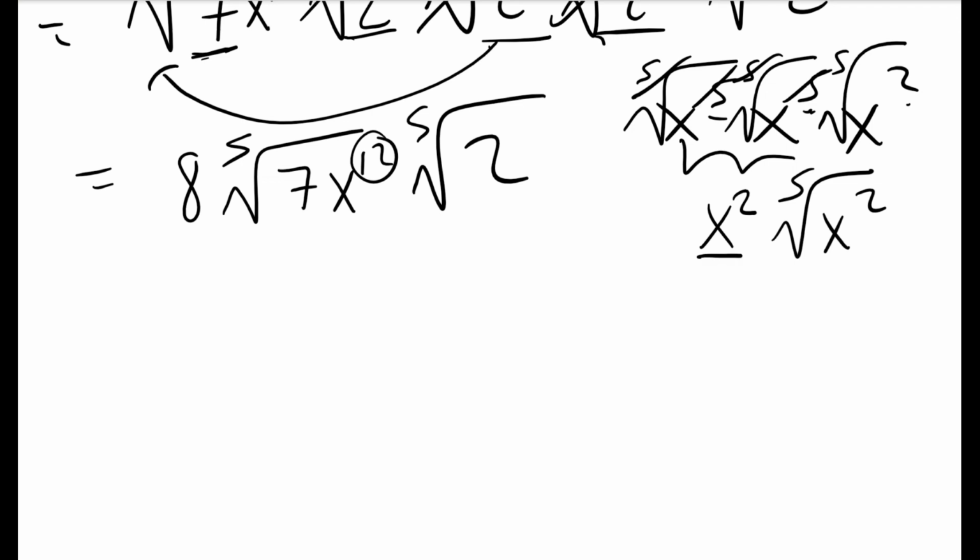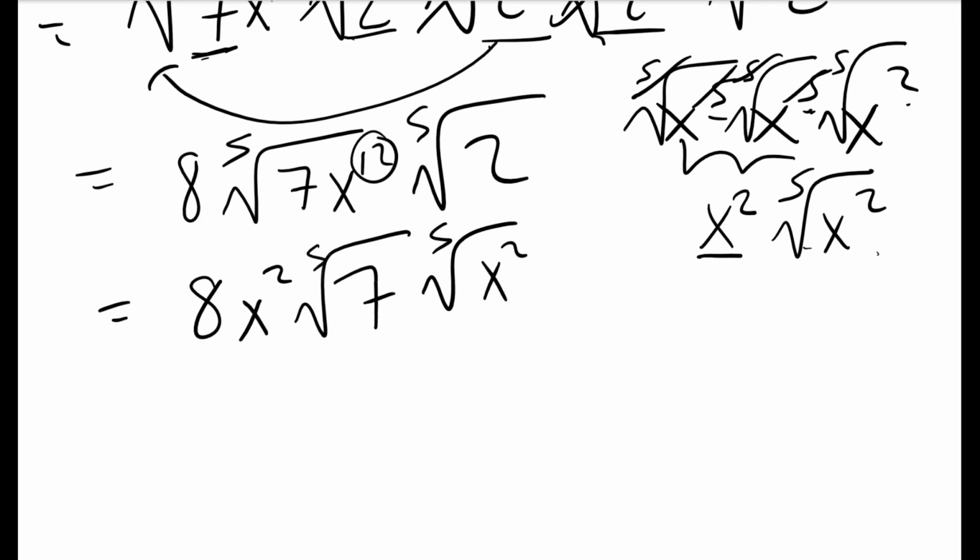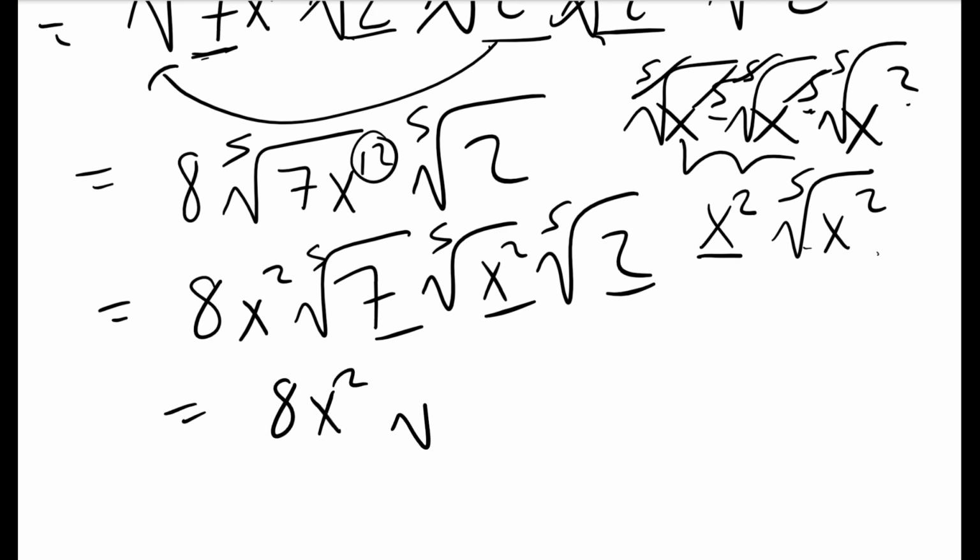So now we have 8x squared. Let's put those together. We have the 5th root of 7, the 5th root of x squared, and then, of course, the 5th root of 2 here. Let's combine these under one radical, just to make things simpler. The 5th root of 7 times 2, which is 14, x squared.